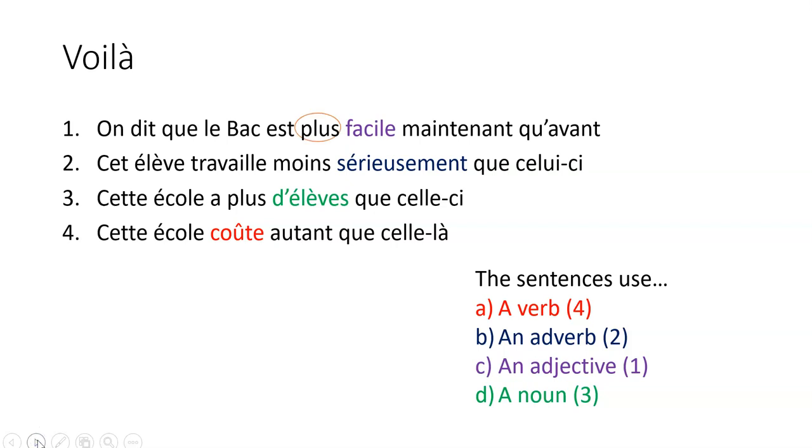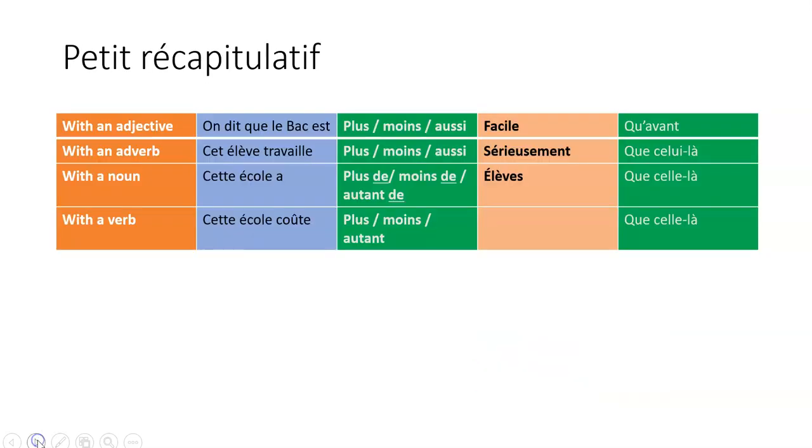Now, you can observe as well that all of these sentences have at least two elements. Plus que, moins que, plus que, or autant que. Okay, so it's really important to see that there are two elements. Just like in English, more, less, as much as, than. As long as you're well aware of that, you need to have these two elements in each of your sentences.